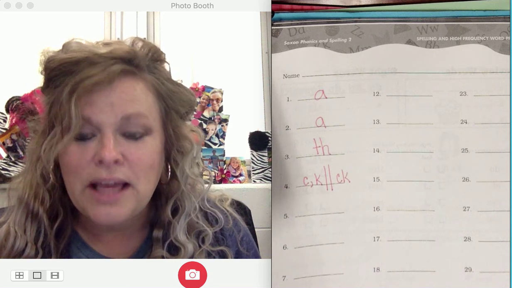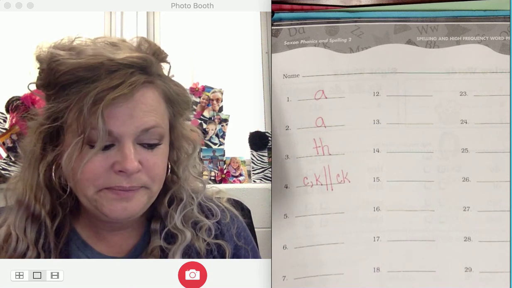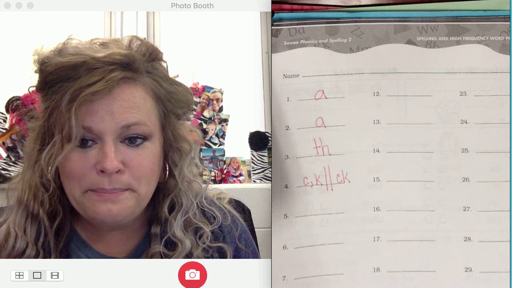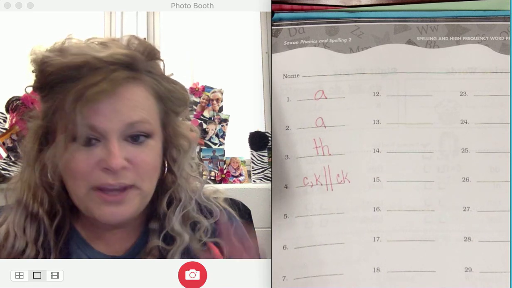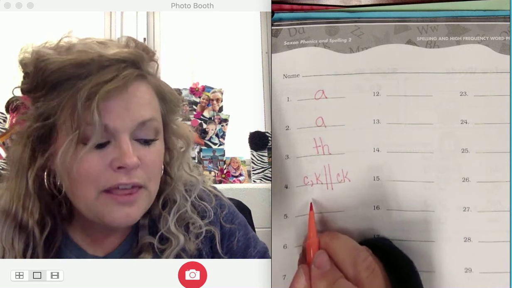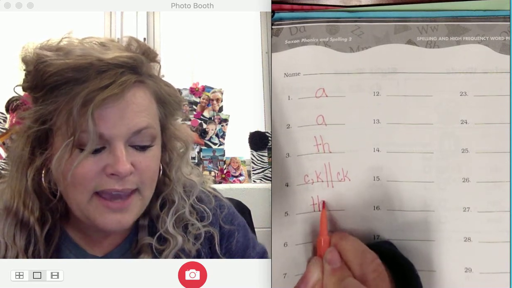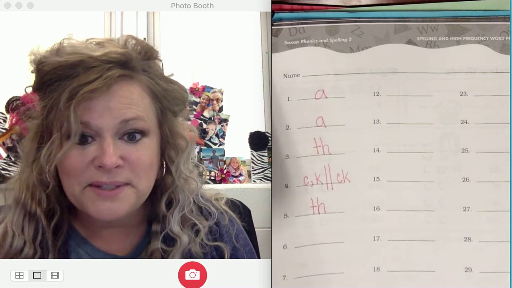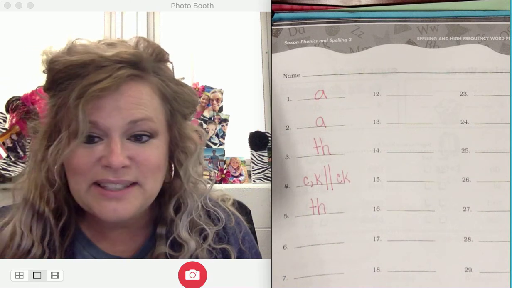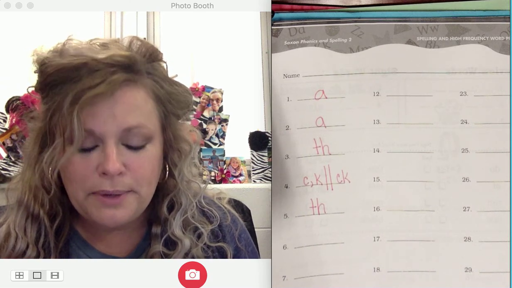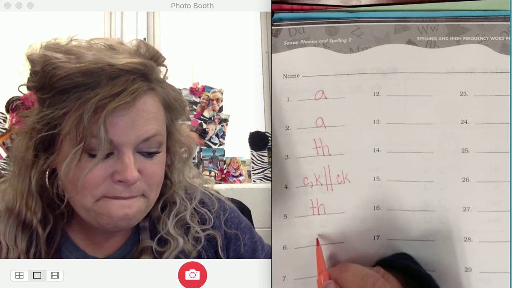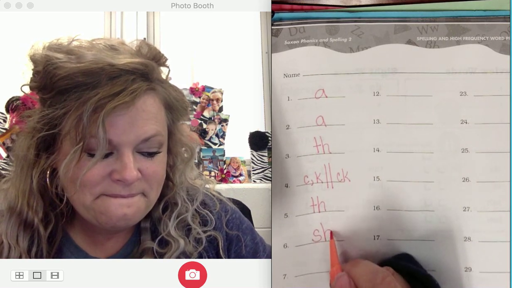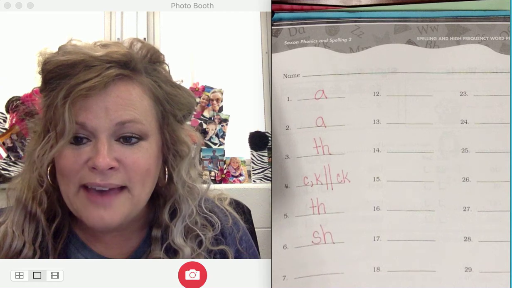Here's your next one. Repeat. Like thimble. Write it. You're right. 2 letters represent this sound. F is represented by TH. It's a digraph. 2 letters that make one sound. Here's the next one. Sh. Repeat. Write it. Sh is represented by SH.